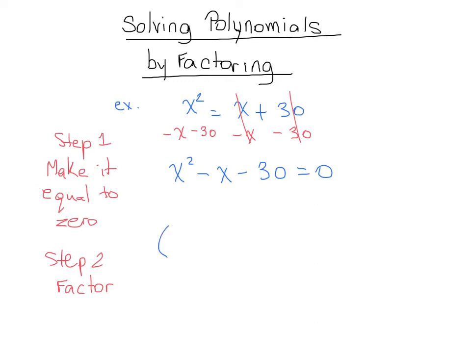So we're going to look for two numbers that multiply to get negative 30 and add to get negative 1. So two numbers that multiply to get negative 30 and add to get negative 1. And my numbers are negative 6 and 5. Negative 6 and positive 5. All right, and of course we separate our x squared and we get x and x.